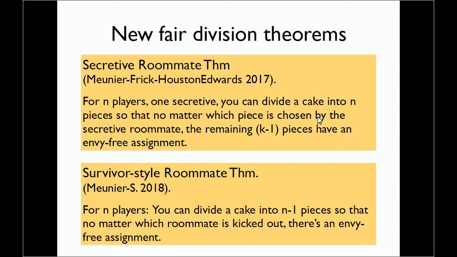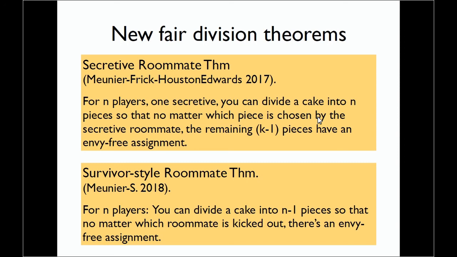Suppose she's out of the room and you don't know what her preferences are. So there are 4 of you, but one of you is not present. 3 of you can get together and divide the rent in such a way that whenever she comes back, she'll be happy. There will always be an assignment that will make everybody happy. It's called the secretive roommate theorem. And we realized that our multi-Sperner theorem will actually prove this in a different way.